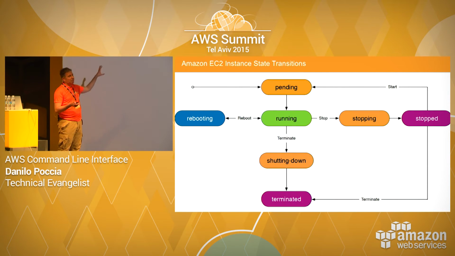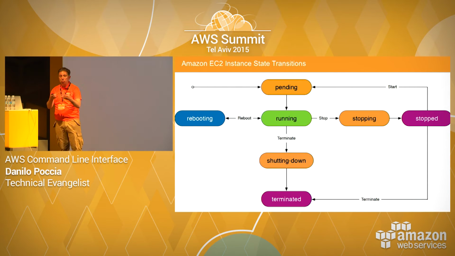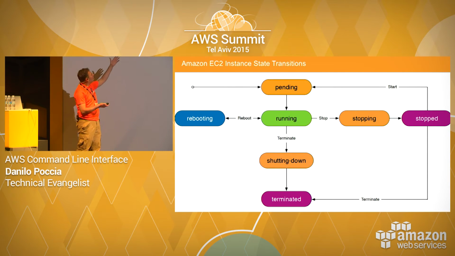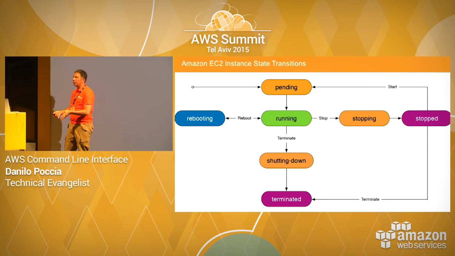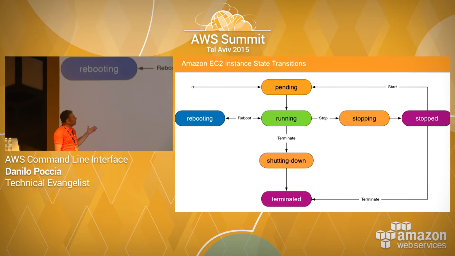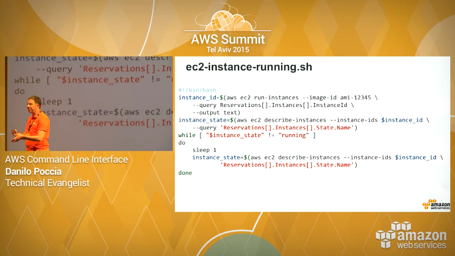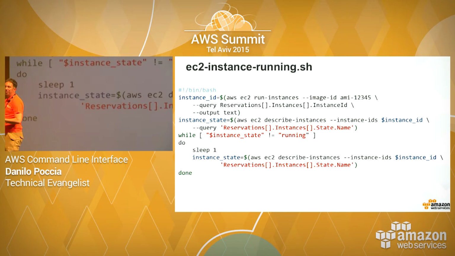So let's imagine that in a script using the command line interface, you want to start an EC2 instance, and when the instance is ready, you want to do something. You need to know how much time it takes for the instance to go from the pending state to the running state. Usually it's a matter of a few seconds. But you still need to wait, because computers are much faster than us. We have to slow them down in these cases.